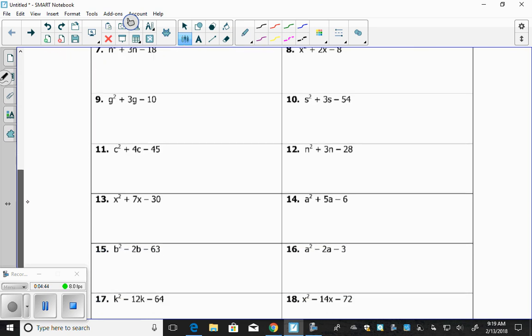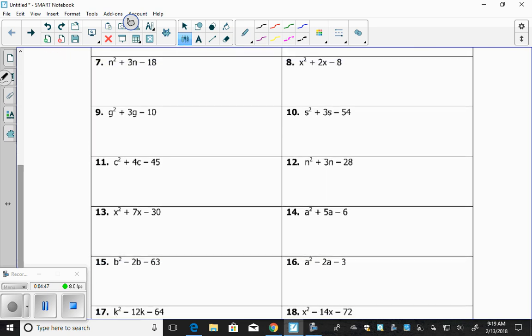Okay, let's look at number 7. Multiply A times C. So what's 1 times negative 18? Negative 18. Factors of negative 18. 1 and 18, 2 and 9, 3 and 6. Okay? Here is where we have to do a little bit of thinking.